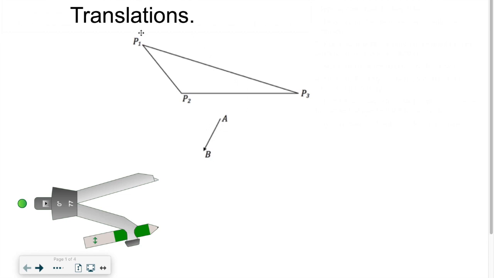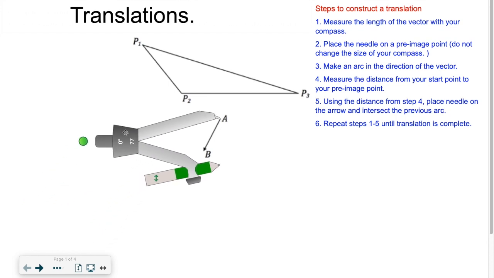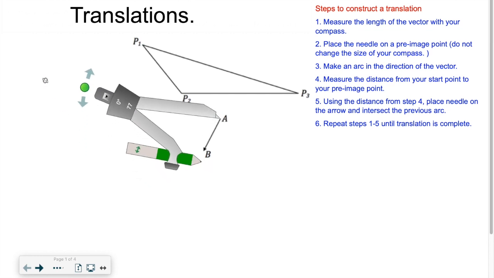So you're going to take this triangle and move it downwards by this much, okay? By vector AB. And so here are the steps to do that. Step 1 is to measure the length of the vector with your compass. Okay, so let's measure this length here. Take compass and measure the length.